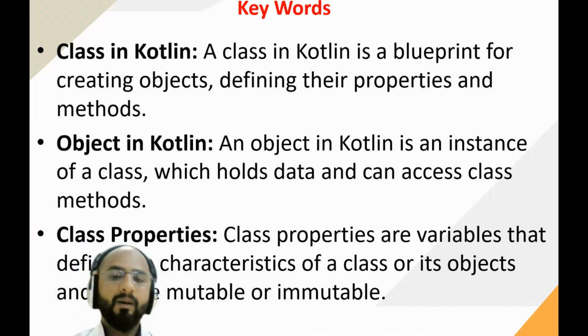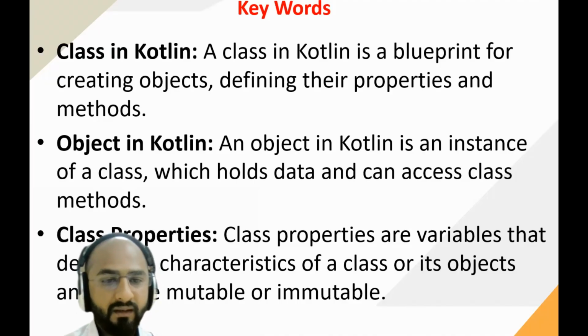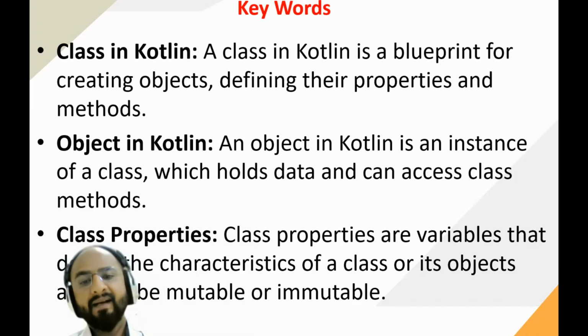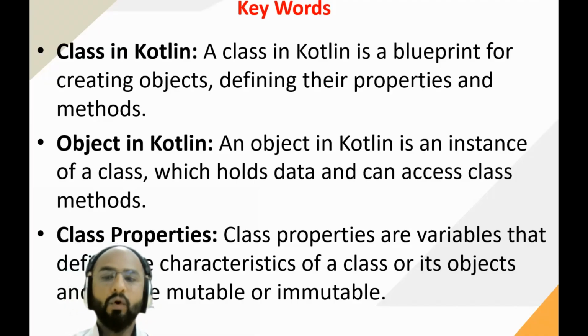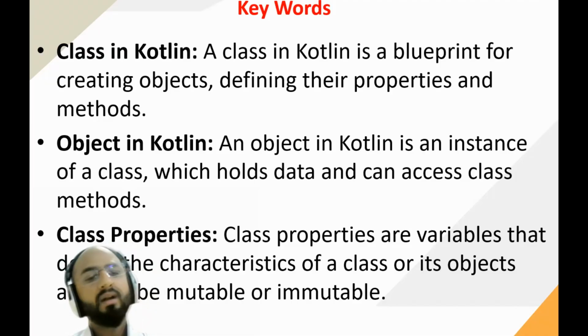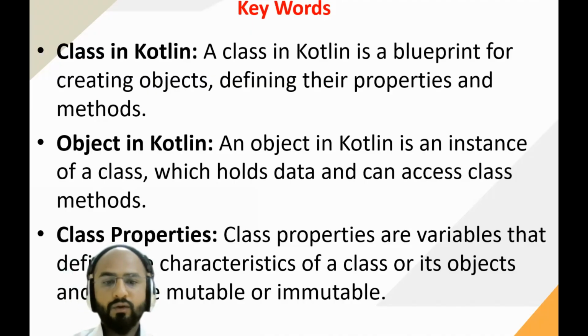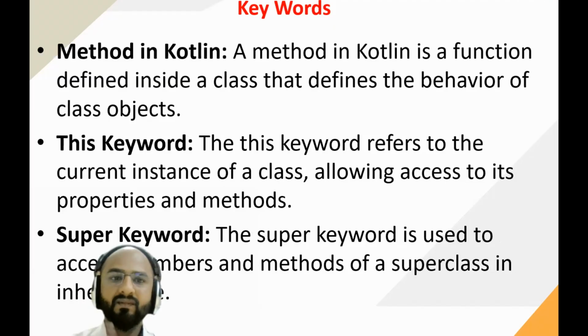So what is property? A property is a class variable which is used to define the characteristics of a class or its object, and can be mutable or immutable. So class properties can be mutable, class properties can be immutable also.